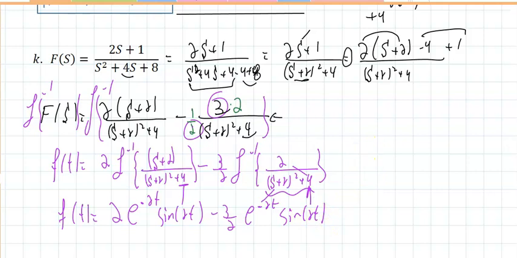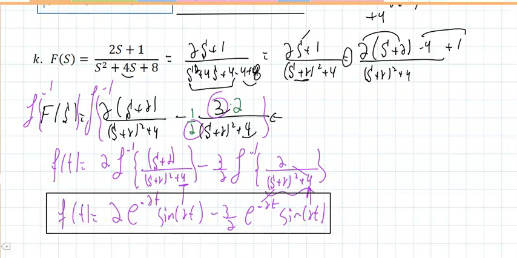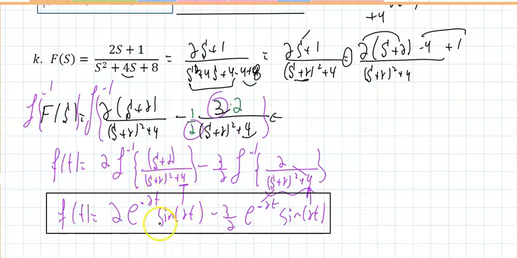Now, you're done. Well, not really. You have to tell me, what did you use? So, for the sine, I used 7. For the cosine, I used 8. This one right here was allowed by 7, and this one here was allowed by 8. You must show me what you're using on every step of the way. And that takes care of this section.